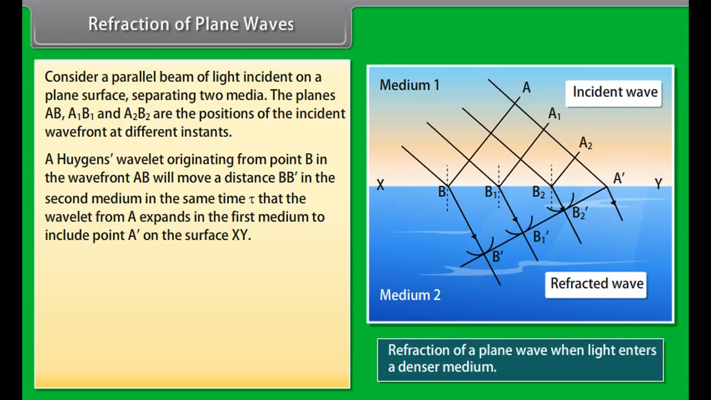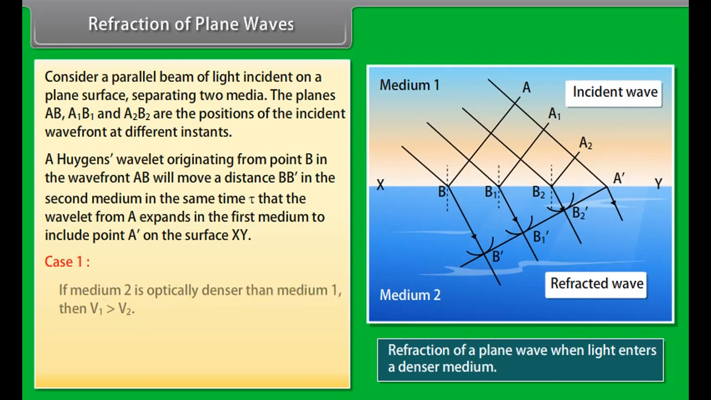in the same time that the wavelet from A expands in the first medium to include point A' on the surface XY. Since the two wavelets have radii AA' and BB' are not in the same medium, they move with different speeds, say V1 and V2 respectively.